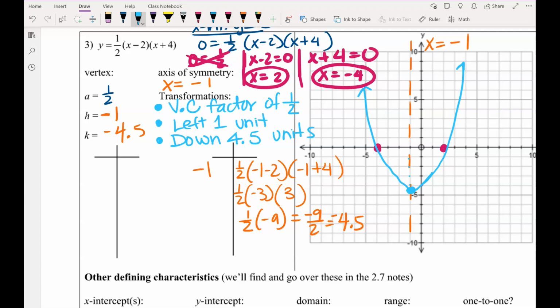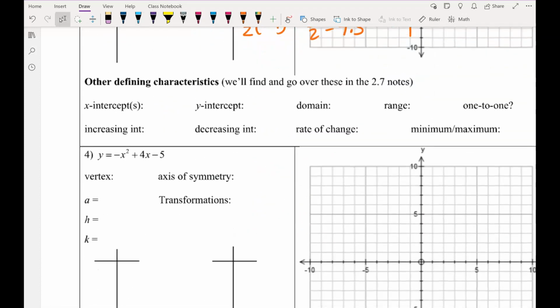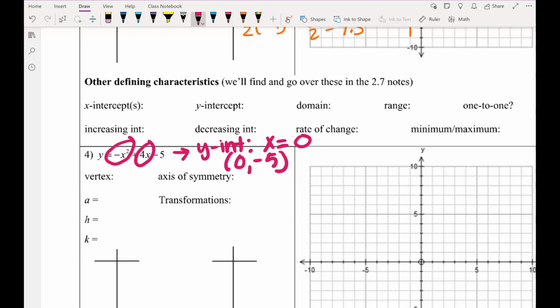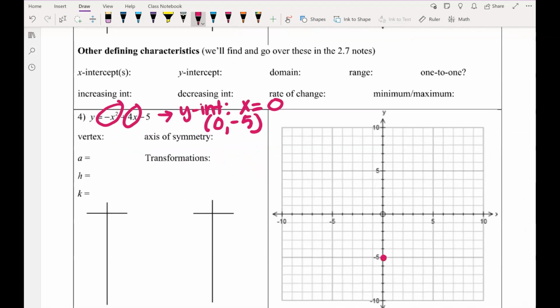What form is that in, Dylan? Right, standard form, y'all. What can we find quickly? What can we find quickly? Yeah, y-intercept, students, is when x equals to 0. If x is 0, x squared is gone. 4x is gone. Right, guys? What's left? -5. So I'm going to go and make a dot at -5. So 0, -5. Bam.